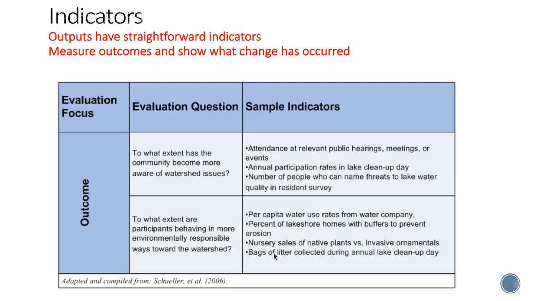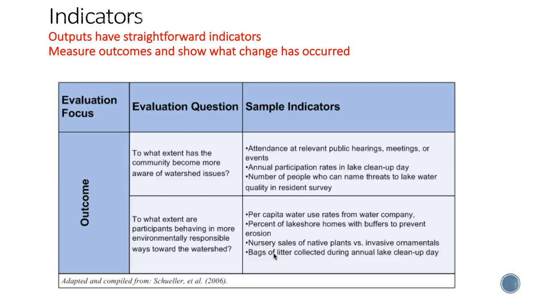Outputs tend to have straightforward indicators. Outcomes measure and show what change has occurred. So if the outcome question is to what extent has the community become more aware of watershed issues, you can see that there are several sample indicators listed. Attendance at relevant public meetings, annual participation rates in Lake Cleanup Day, number of people who can name threats to lake water quality in resident survey. So notice that they didn't just go with one indicator or one data collection method in this case, or one data source, but they're pulling from several different data sources.